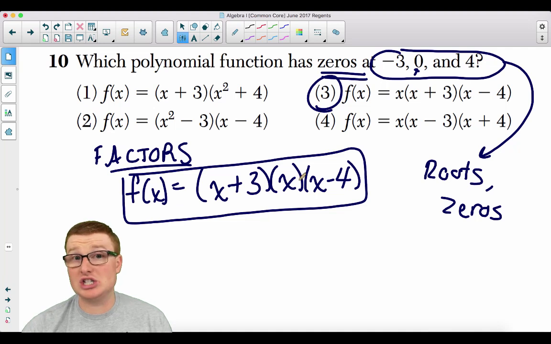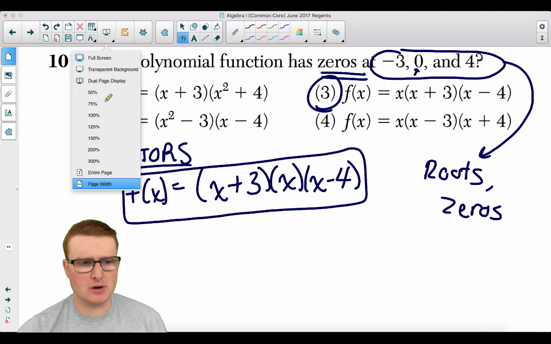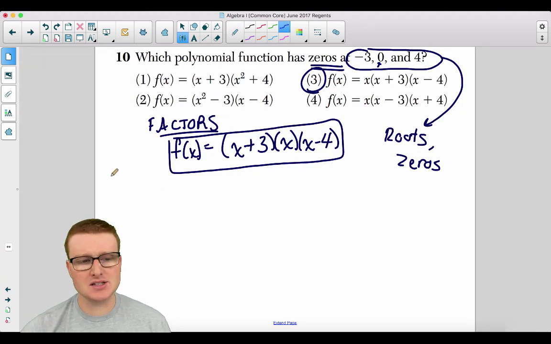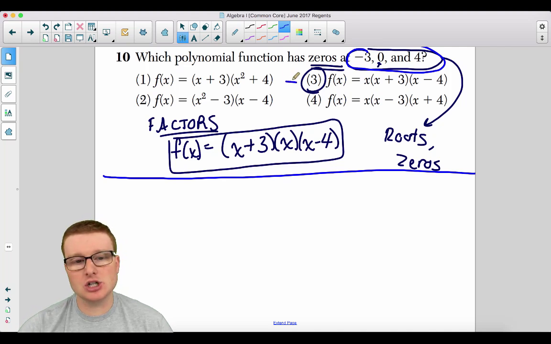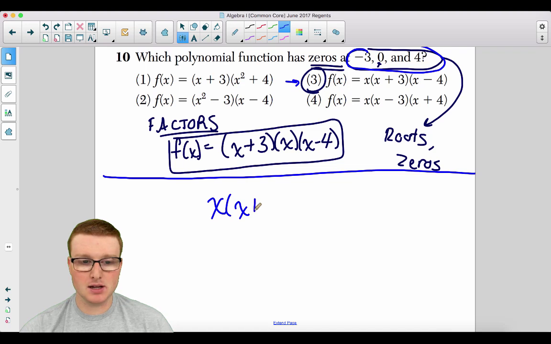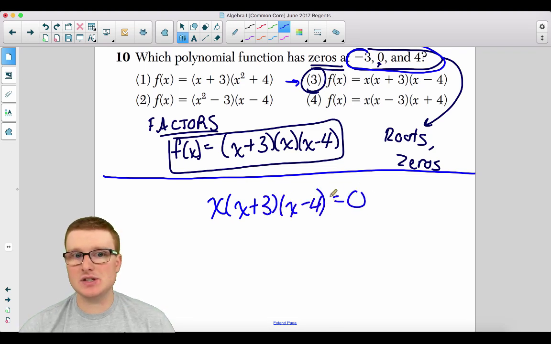Now, some of you might be confused. You're like, yo, I don't even know what he just did. So let me explain it to you a little bit further. What the question is asking you is if you take the following answers and you set that whole equation equal to the number 0, will you get these answers up here? Well, I'll prove it for you. Let's take a look at choice 3, which is our answer. Let's take x, x plus 3, x minus 4, and let's set it equal to 0.